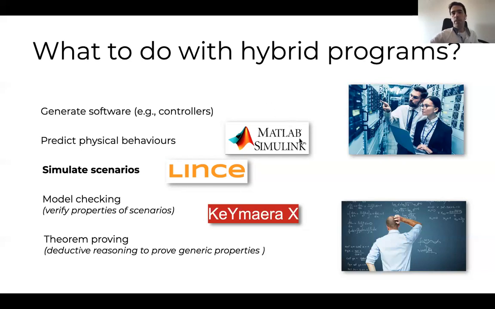On the other hand, there are tools like MATLAB and Simulink, where you need to fine-tune better the precision, the discretization of the steps. You need to be a bit more verbose in the model that you write, and quite often this induces certain errors until you actually get the right system. So these try to place what Lince does, and there are many other things you can do with hybrid programs.